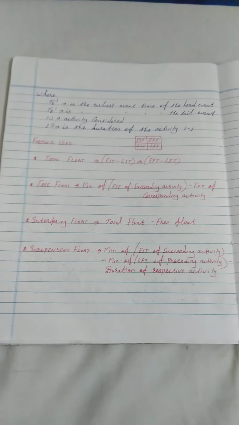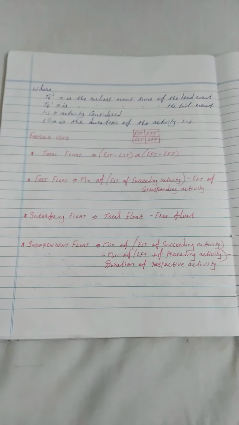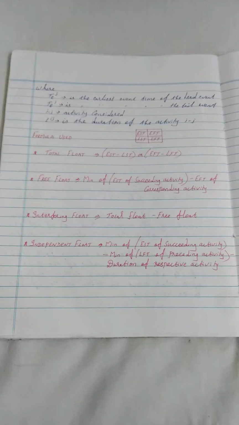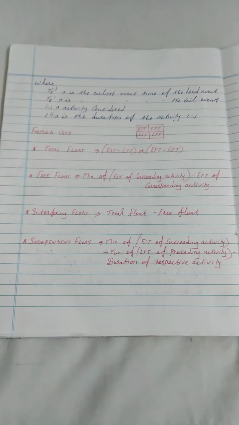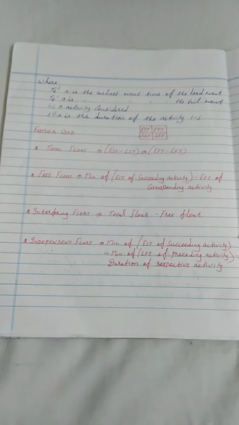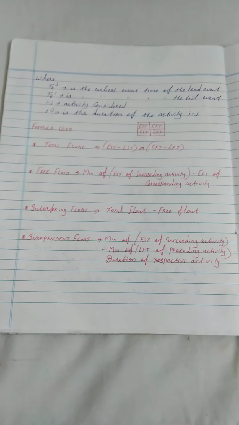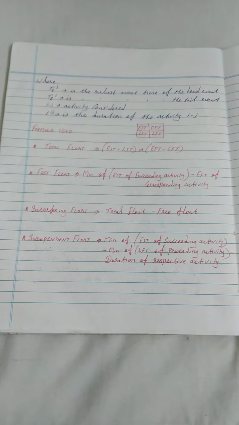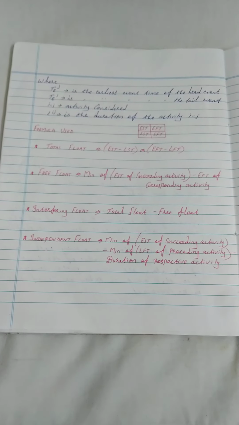A very good morning. Now we're going to discuss the topic: the various types of floats. Total float, free float, interfering float, and independent float are the four different types of floats used in CPM, that is, the critical path method. And you have a different formula there. I already mentioned the different methods for calculating EST, EFT, LST, LFT.